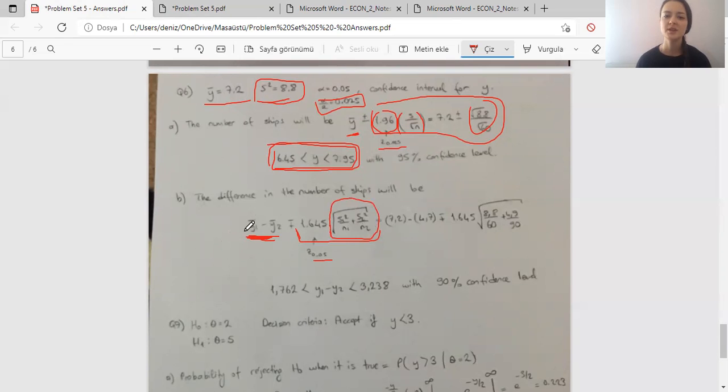Now we are putting the values here. 7.2 minus 4.7 is the difference between sample means, and we have a plus or minus this critical Z value times our average variance, using the different sample variances. And then when we do the calculations, we find that the difference between the true means can be between this and this with a 90% confidence level.